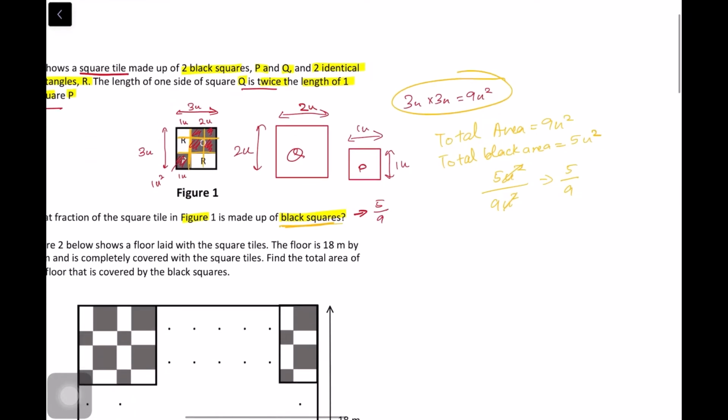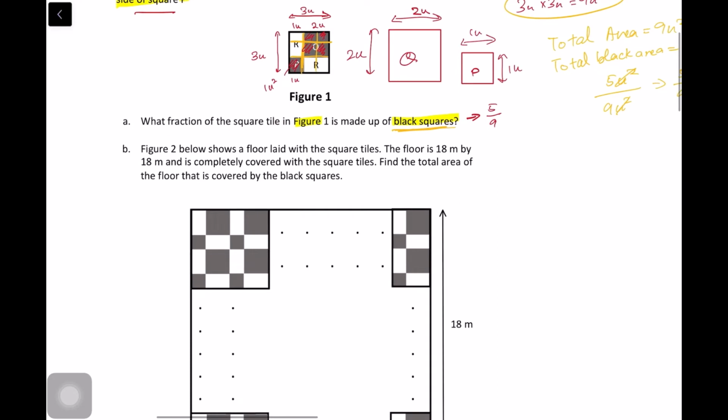So now moving on to part B. Figure 2 below shows a floor laid with the square tiles. The floor is 18 meters by 18 meters and is completely covered. The keyword is completely covered with the square tiles. Find the total area of the floor covered by the black squares.